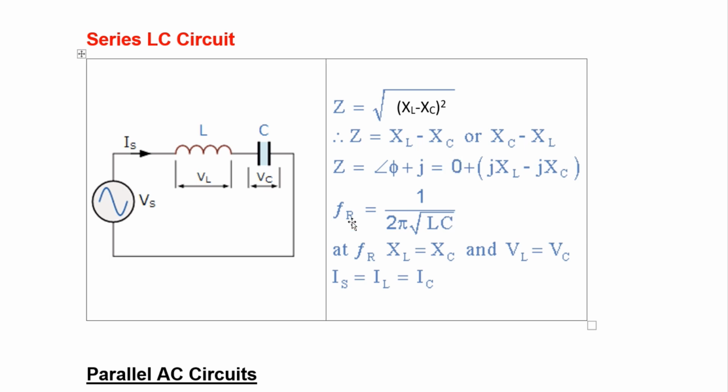And Fr is equal to 1 upon 2 pi square root of LC. At Fr, that is the resonant frequency, this is a frequency where the value of XL and XC become equal. And a very peculiar thing happens when XL and XC are equal: you can see the value of Z becomes 0. So this is a situation where the current will be maximum, because there is no impedance to the circuit. The value of Z is becoming 0 basically. So there is no hindrance in the flow of the current.